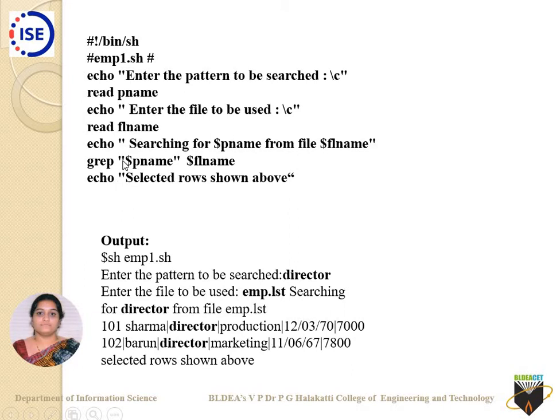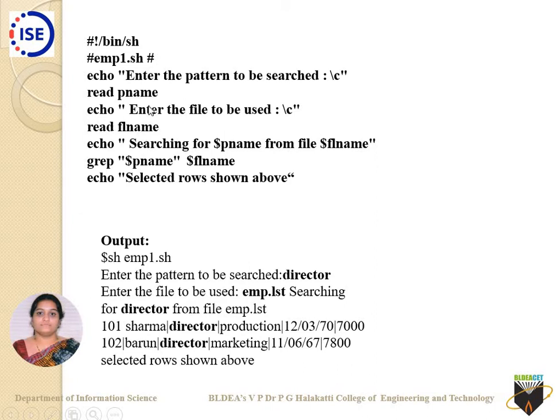grep within quotes $p name, $fl name. Whatever variable value you have read here will be replaced within quotes, and this pattern name will be searched from this particular file name. Then a simple acknowledging message: echo selected rows are shown above. You're just printing it accordingly.